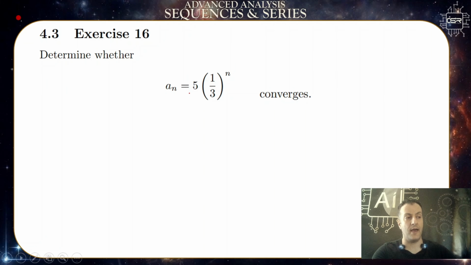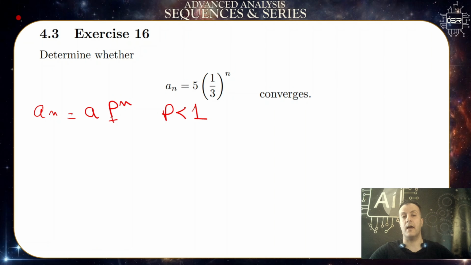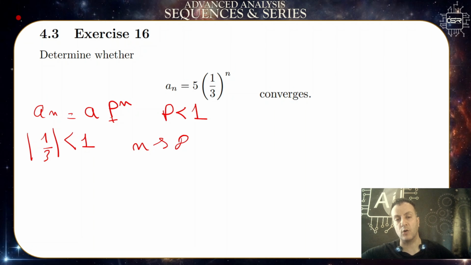16, determine whether an is equal to 5 multiplied by 1 over 3 to the power of n converges. Here's the rule. Let's say you have a sequence an equal to a multiplied by p to the power of n. Now, if the absolute value of p is less than 1, then an converges definitely. So here what we have is 1 over 3. In absolute value, it is less than 1, meaning that as n approaches infinity, this quotient, which is 1 over 3, decays all the way to 0.